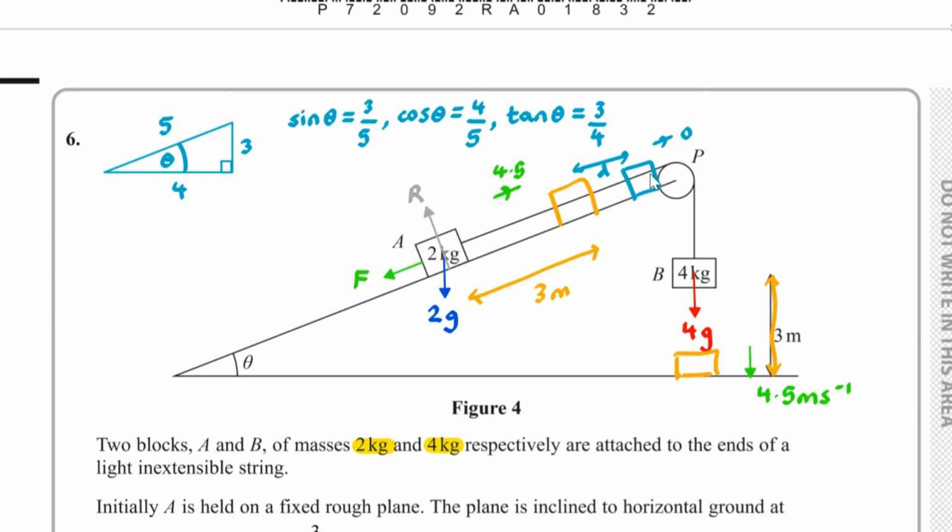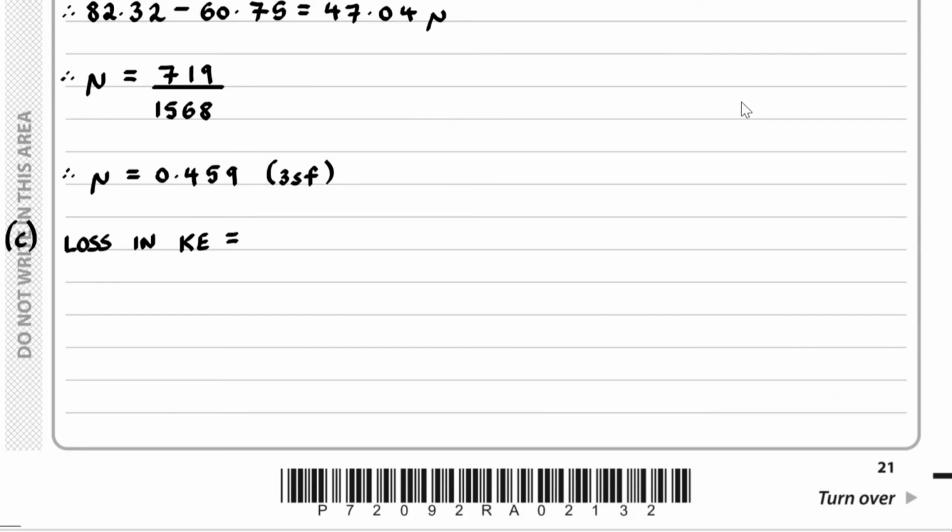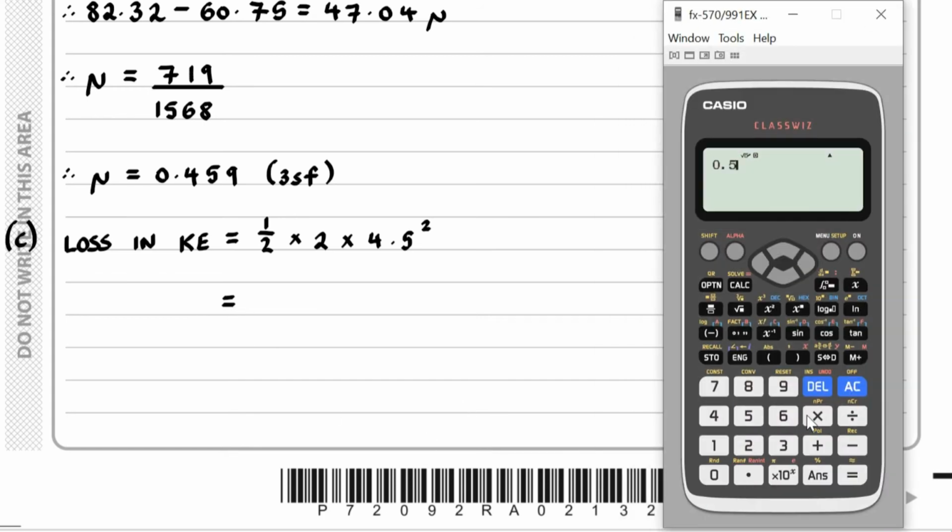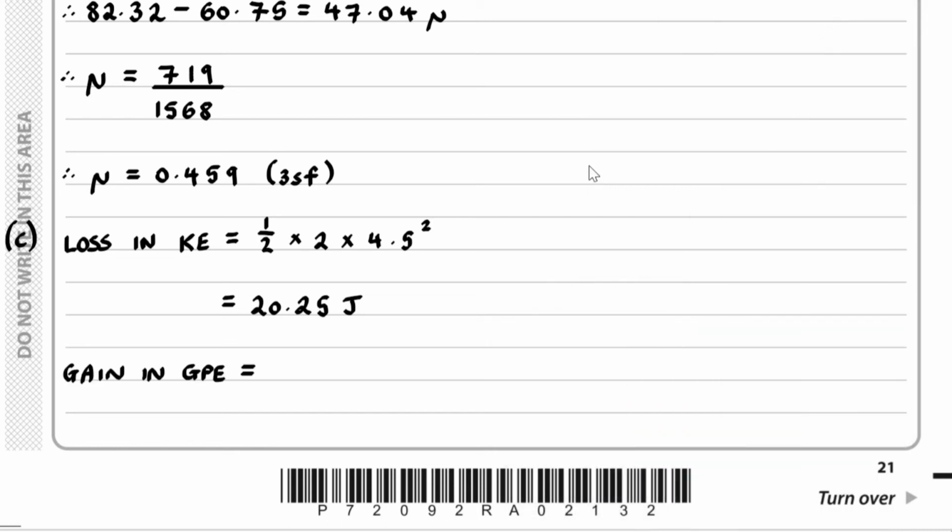So what's happened is, it's gained potential energy, but it's lost kinetic energy, and it's also done work against friction because the plane is rough. So, with all that in mind, the loss in kinetic energy then is 1/2 times 2 times 4.5 squared. So if I work out what this is, we get 20.25 joules. And we also know it gains potential energy. So the gain will be the mass 2 times g times sine theta multiplied by d.